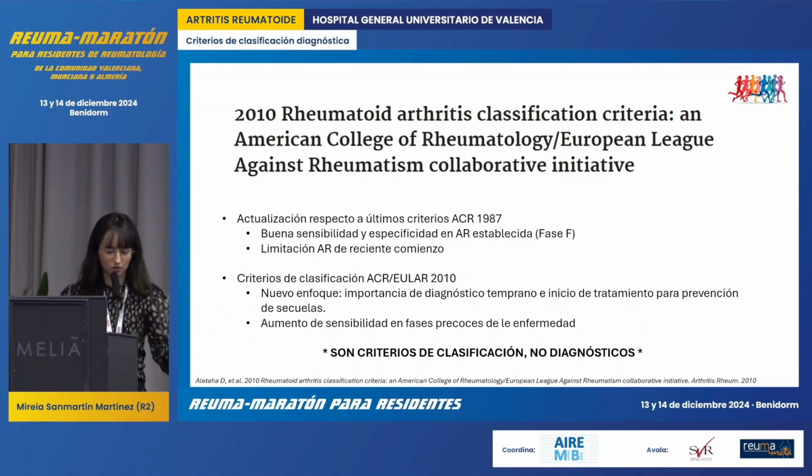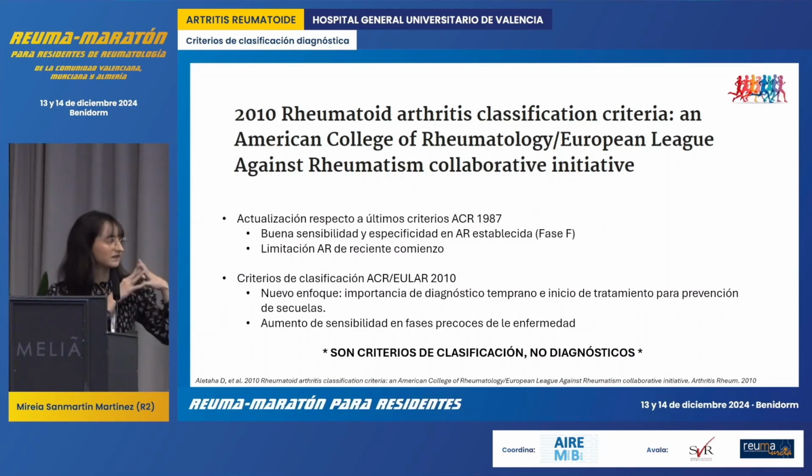In this context, the 2010 ACR-EULAR criteria emerged, introducing a new approach that places greater emphasis on early diagnosis to initiate treatment and prevent these consequences. And these are criteria that will increase sensitivity in the earliest stages of the disease, aiming to intervene when synovitis is present, even if the full criteria are not yet met, in order to prevent lasting damage to the patient.